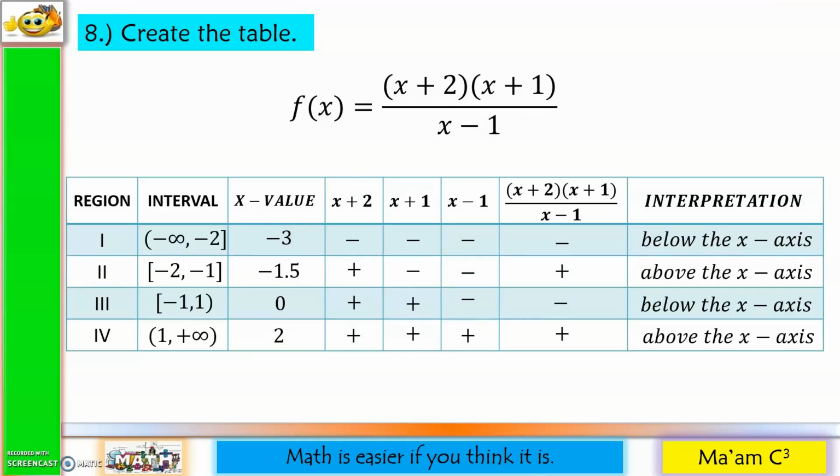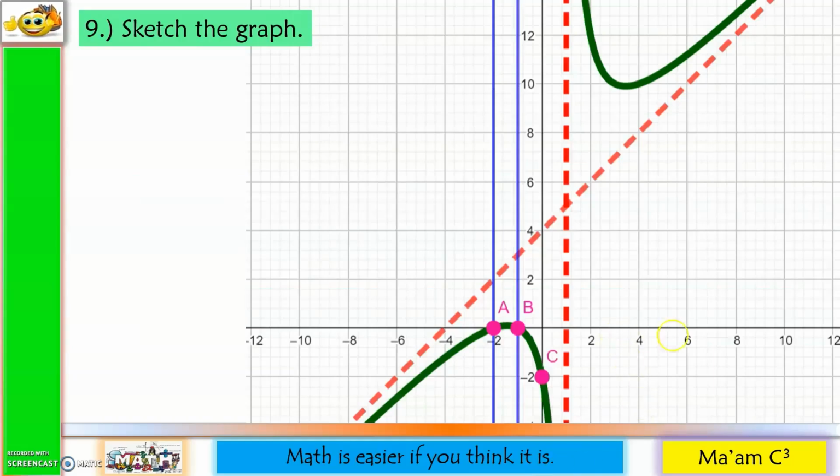Here is the table. And here is our graph. So these are the two x-intercepts, and this is the y-intercept. This is the vertical asymptote, and this is the slant asymptote.